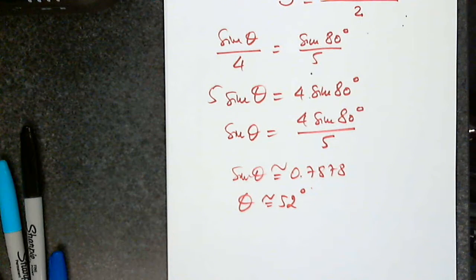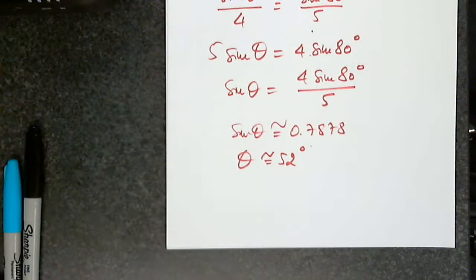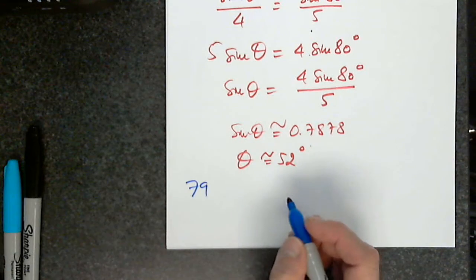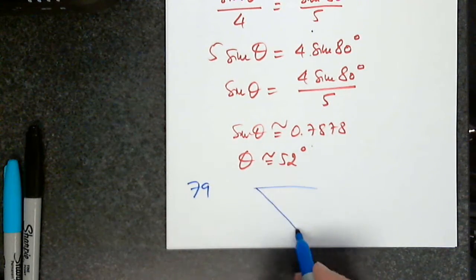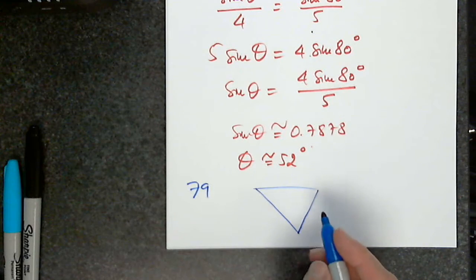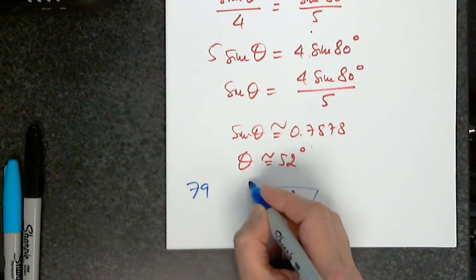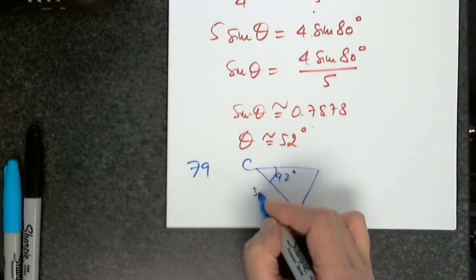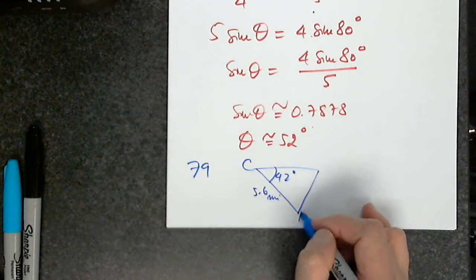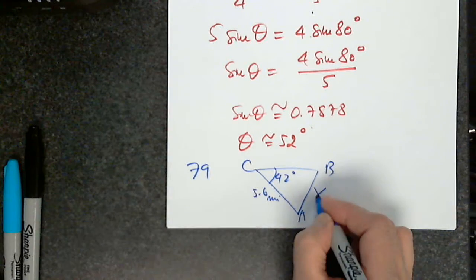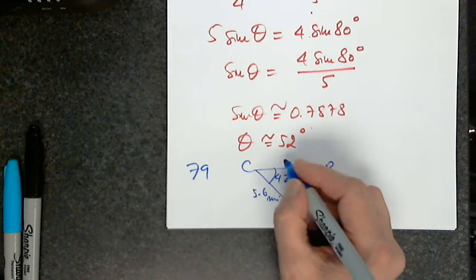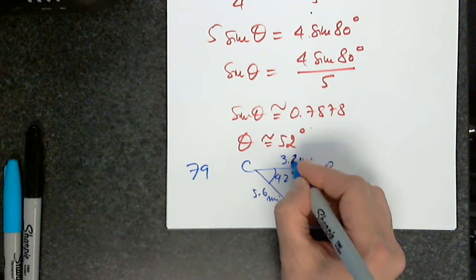Do we need another? What about 79? Find the distance between points A and B on opposite sides of a lake from the information shown. Let's also look at this. 79. And they are giving us 42 degrees, angle C, 5.6 miles, A, B. They want us to find this distance, and this is 3.2 miles.